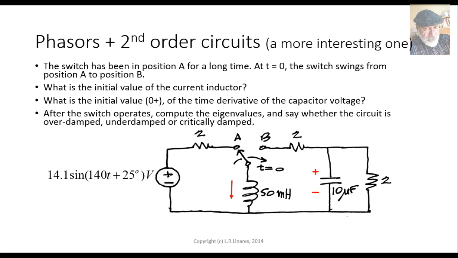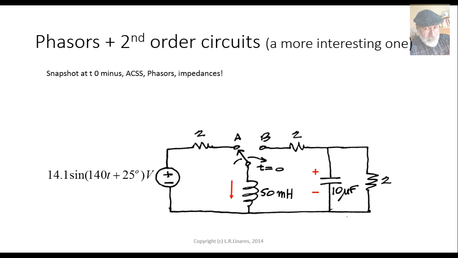Let's proceed. How do we go about that? Well, most of the exercise will be the same. The only thing that changes is how we analyze the circuit in the snapshot at t equals 0 minus. That is all. At 0 minus, because the switch has been like that for such a long time, the circuit is in steady state. Because the source is a sinusoidal one, the circuit is in AC steady state. That means we can use phasors and impedances to analyze that circuit. And that is exactly what I am about to do.